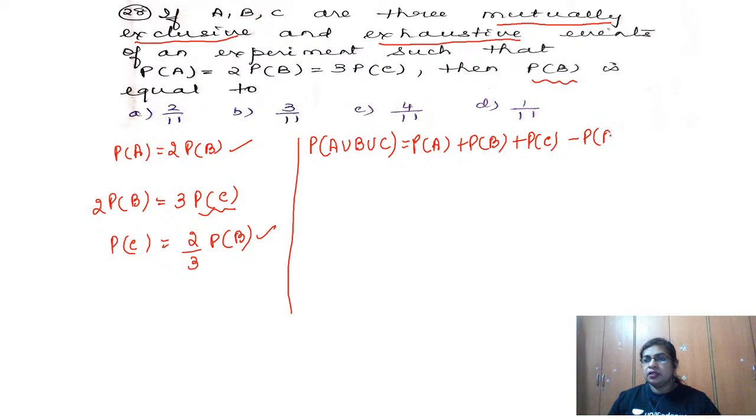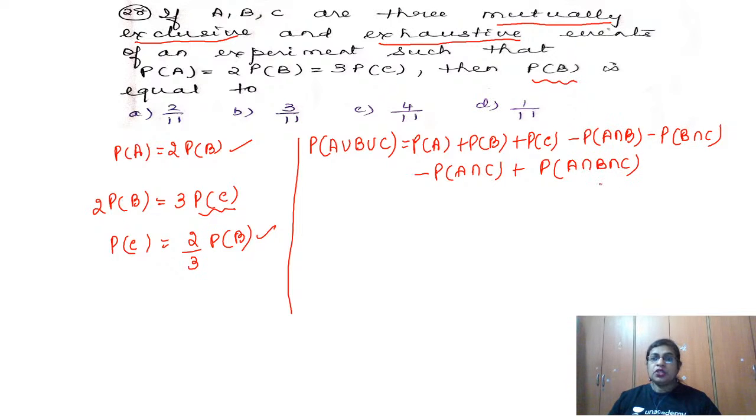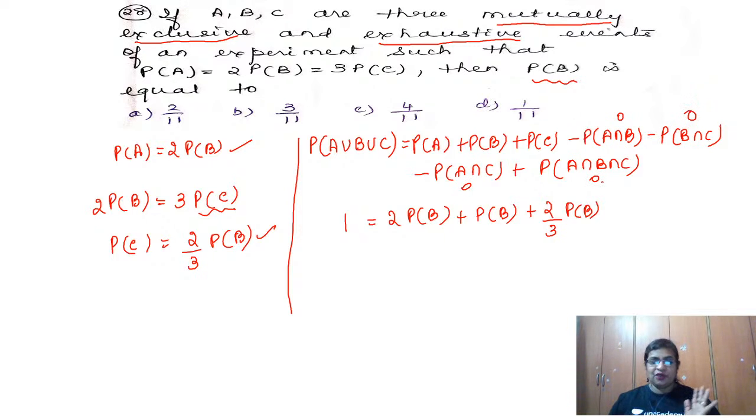minus the intersections. First let me write the formula, then write the condition. Minus P of A intersection B, minus P of B intersection C, minus probability of A intersection C, plus the intersection of all the three, A intersection B intersection C. Now, what is the probability of the union? Since it is total probability, it is 1, equal to P of A, which in terms of P of B is 2 times P of B, plus P of B only, plus P of C, which is 2/3 P of B. Then what about the intersections here? Mutually exclusive, so the intersections are 0, 0, 0 and 0.